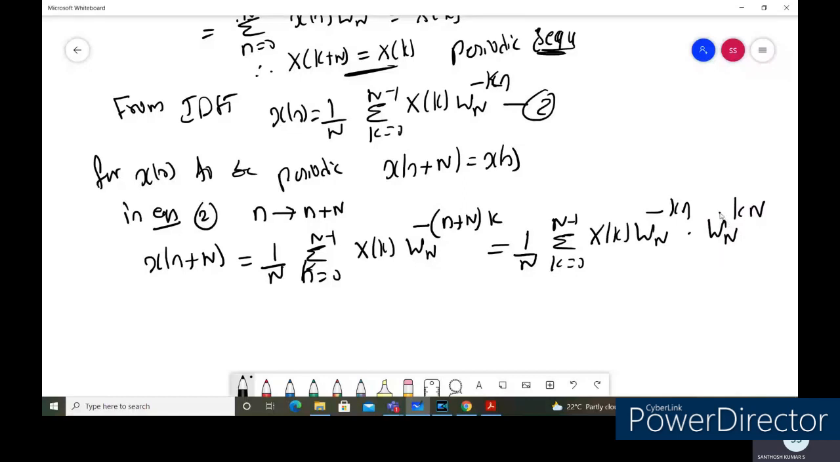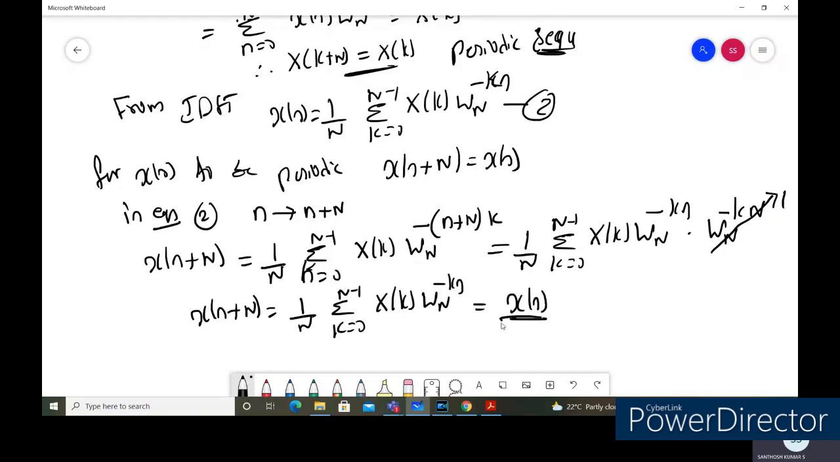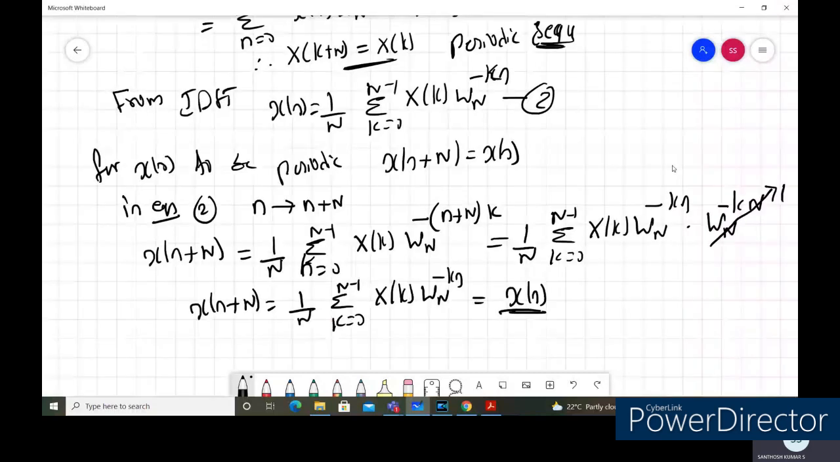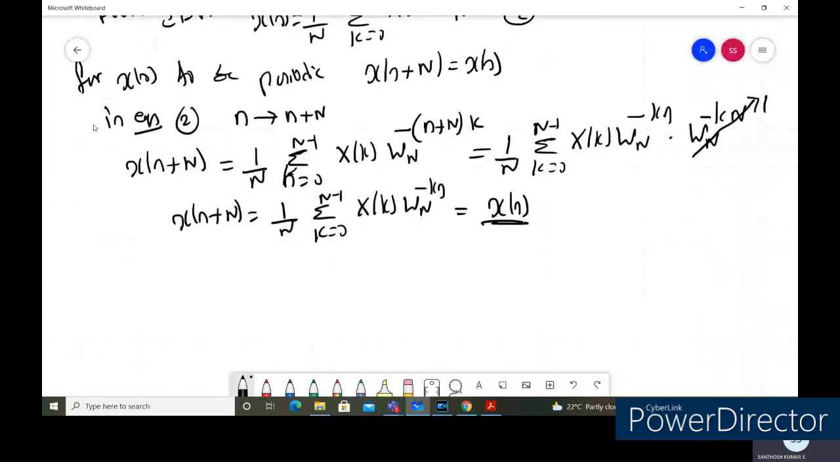Again, the minus is there, and this value is again equal to 1. The remaining quantity will be x of n plus N, which becomes equal to 1 by N summation k equal to 0 to N minus 1 X of k into omega to the power of minus kn. So this is equal to x of n, which proves the periodicity of x of n. So x of n plus capital N is equal to x of n. Therefore the sequence x of n is a periodic sequence.